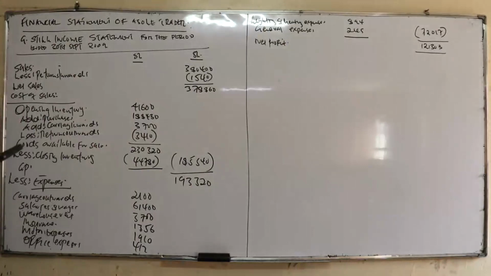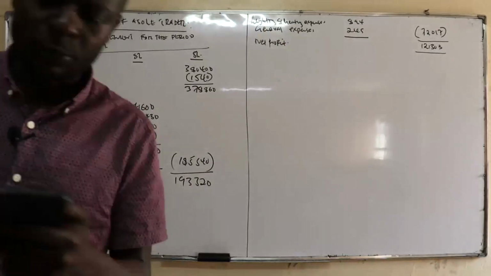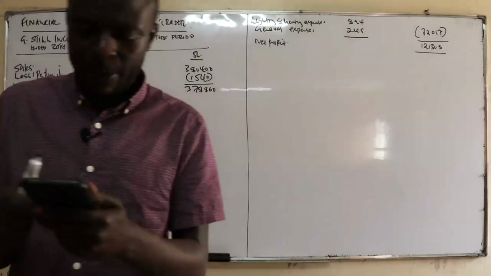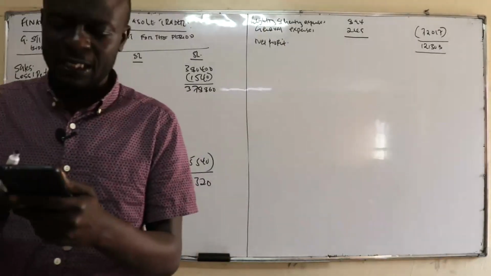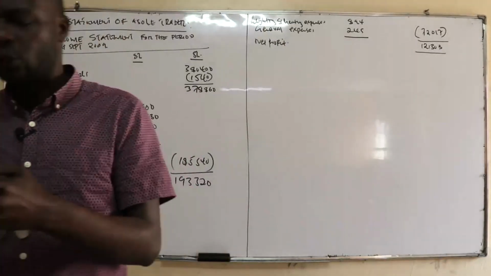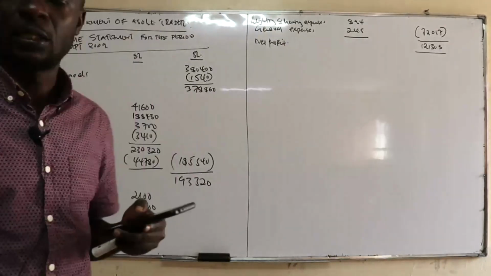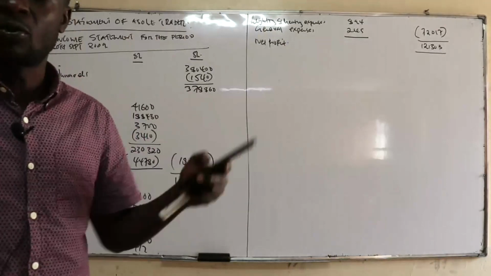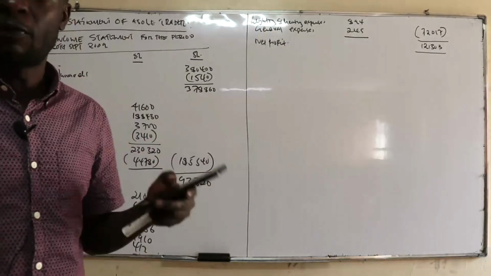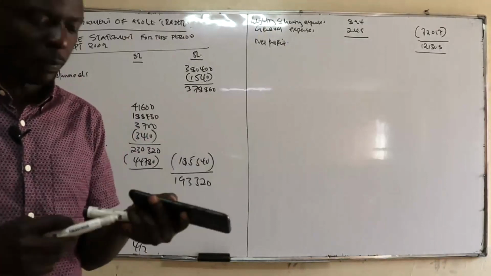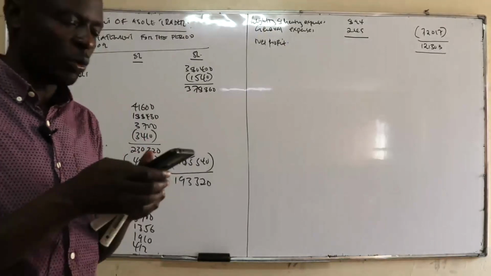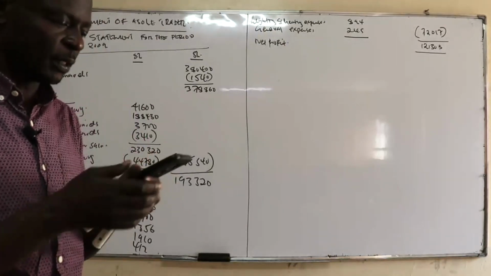Now, after that, you also need to know how to prepare a statement of financial position. Sometimes we call it a balance sheet. A balance sheet is a statement that summarizes the total assets and capital. It gives you an outline of the total assets. Assets are items of value to a business, and the capital of the business. So you write the title here.